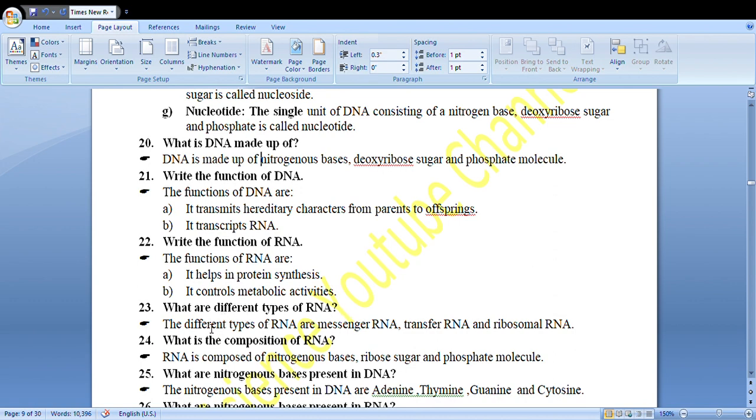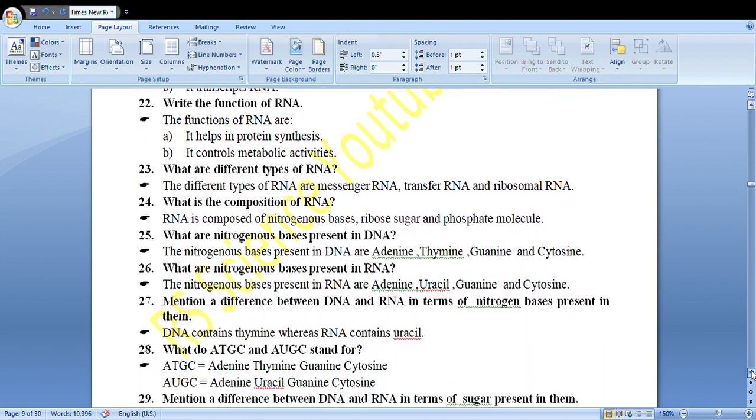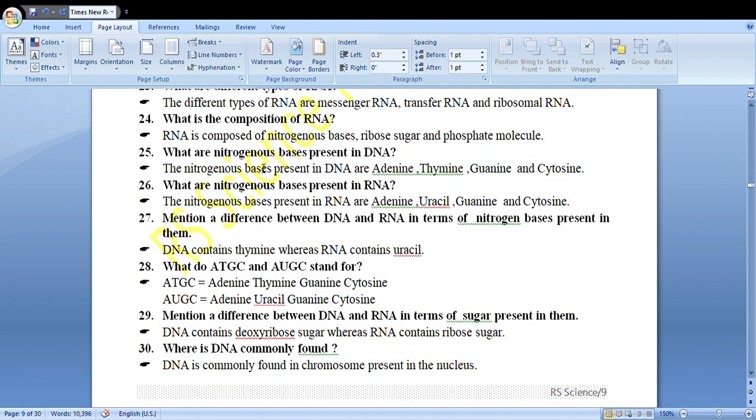What are different types of RNA? The different types of RNA are messenger RNA, mRNA, transfer RNA, tRNA, and ribosomal RNA, rRNA. What is the composition of RNA? RNA is composed of nitrogen bases, ribose sugar, and phosphate molecule. What are nitrogen bases present in DNA? They are adenine, thymine, guanine, and cytosine.